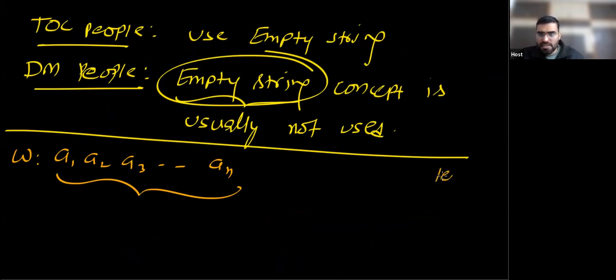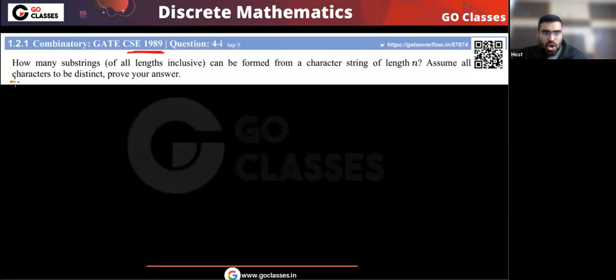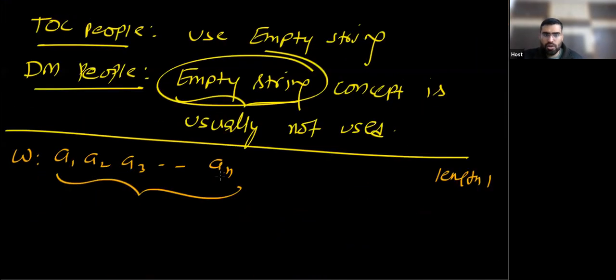For example, length 1. How many length 1 substrings can you make? The question says all the characters are different. So if all the characters are different, how many substrings of length 1 can you make? You can make n substrings of length 1, because this is a substring, this is a substring, and so on. So for length 1, a total of n.